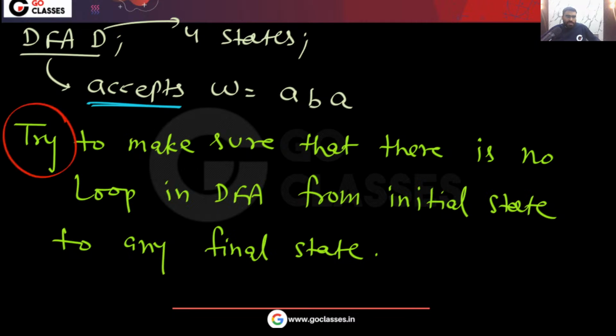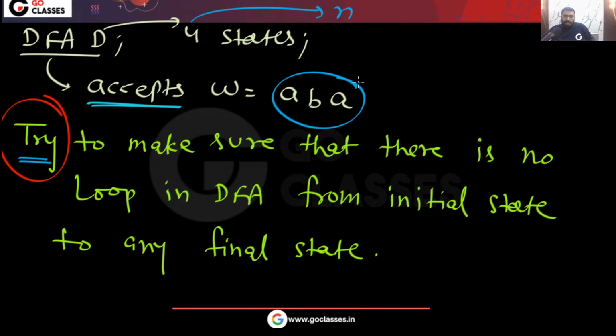Now you try your best to make sure there is no loop from the initial state to any final state. Let's make sure that you don't bring any loop. Please tell me what I'm doing. The DFA has 4 states and is accepting a string of length n minus 1. The number of states is n, and the length of W is n minus 1, that is 3. Now I will try to make sure that there is no loop in the DFA on the path from the initial state to any final state.